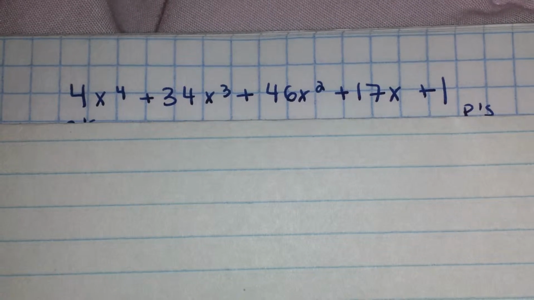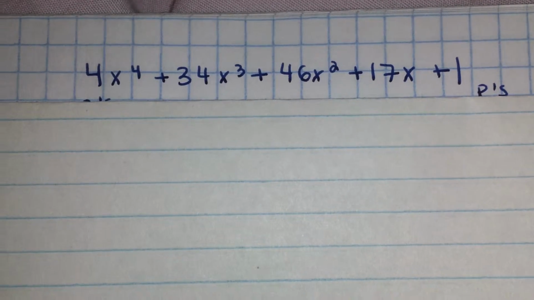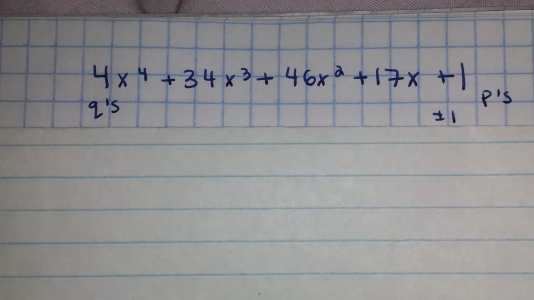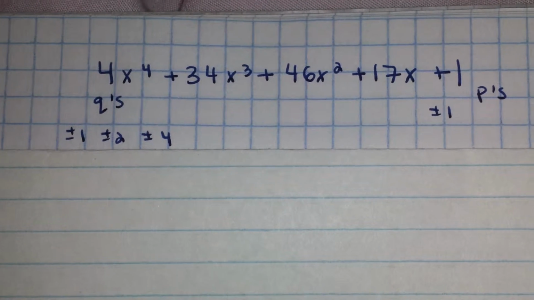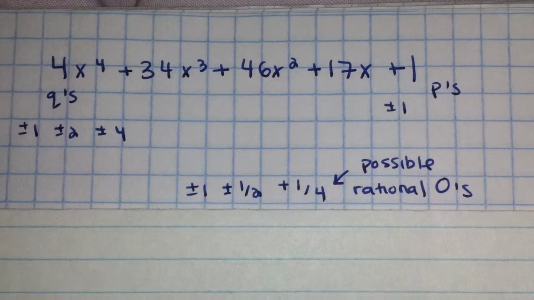I'll be showing you how to solve this problem using Concept 10 from Unit F. So the first step is to use your P's and Q's, and after you do that, you can see that you only have 6 possible rational zeros, and those will be it.